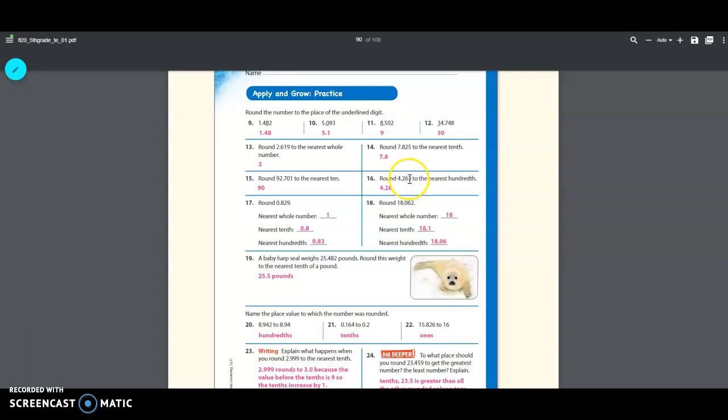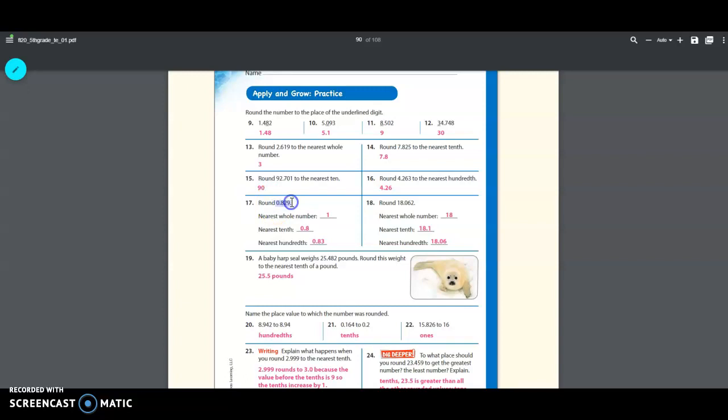Round 4.263, or 4 and 263 thousandths, to the nearest hundredth. I find the hundredths place has a 6. I look to the right. It's lower than 5. I'm going to keep it the way it is. It's going to now be, as a final number, 4.26, or 4 and 26 hundredths.